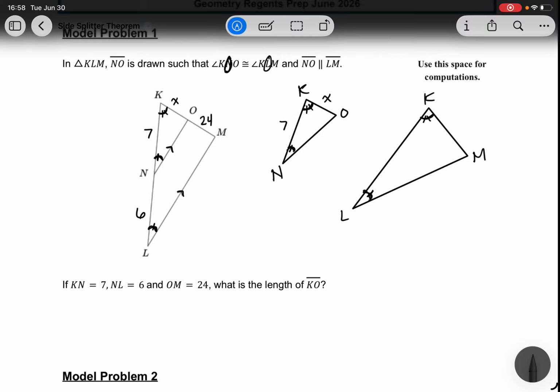And then for this one, we need to find the length of KL. So for KL, we're going to take KN and add it with NL. So 7 plus 6, which is 13, will be the length of KL. We're going to do the same thing on the other side. This is where some people get a little bit confused because we have that variable. If we add on one side, we're also going to have to add on the other. So we're just going to take the length of KO and add it to the length of OM. So this side we're going to label as X plus 24.